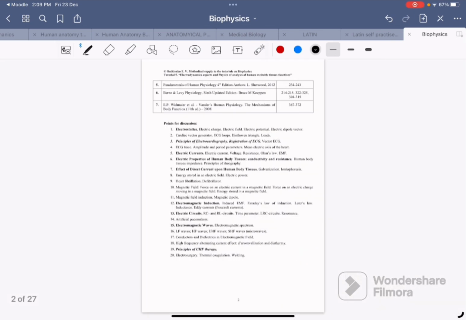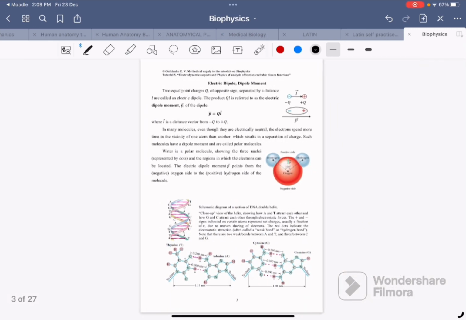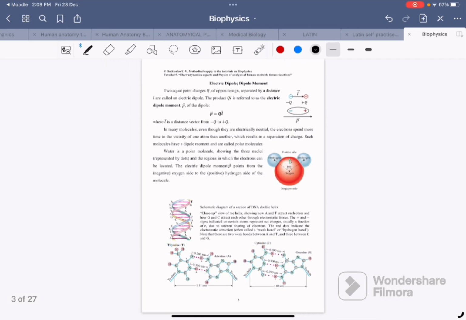I'm going to discuss the subtopics of electrostatics and electrodynamics in an upcoming lecture. But today we are going to learn the correlation between physics and biology for medical purposes.